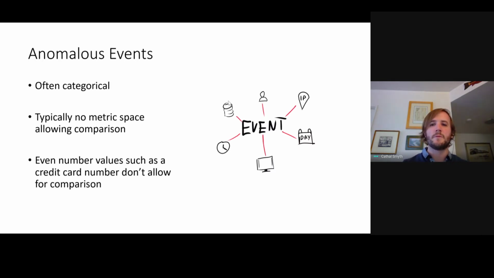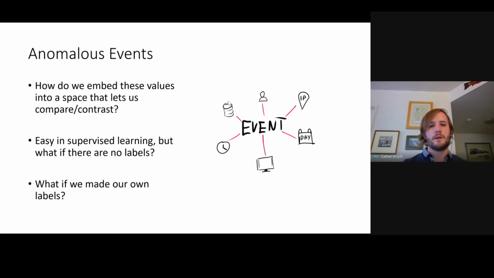But typically, for a lot of event data, it's categorical. We can't actually say this is an unusual thing compared to all of the other features. Okay, so how do we embed these values into some kind of space that you can then compare and contrast these values? This would be really easy if you have supervised learning. So if you have labels saying this is normal, this is abnormal, like it's fraud, for example, then this is pretty easy to do.